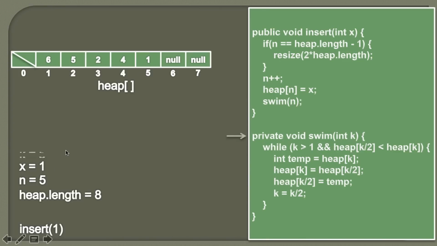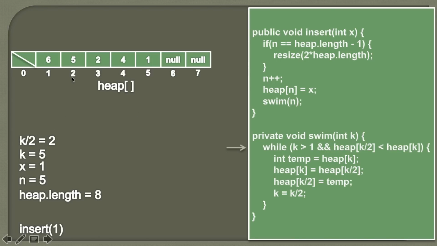So k becomes 5. And here k is greater than 1. So as we have inserted 1, now we'll compare this value with its parent. So we know that this value is at index 5. So if we do k by 2 we will reach its parent. So 5 by 2 will give us 2.5, and as we are taking it as integer, it will round off to 2. So k by 2 becomes 2.